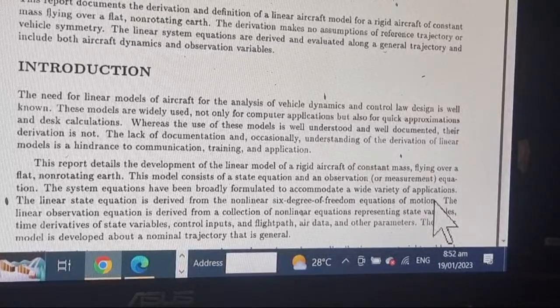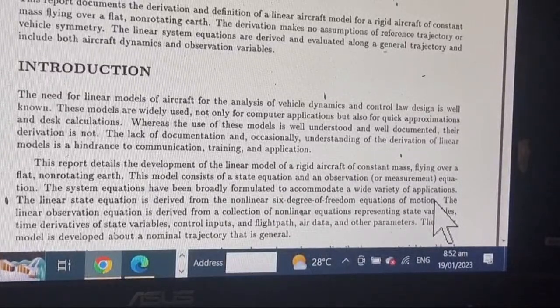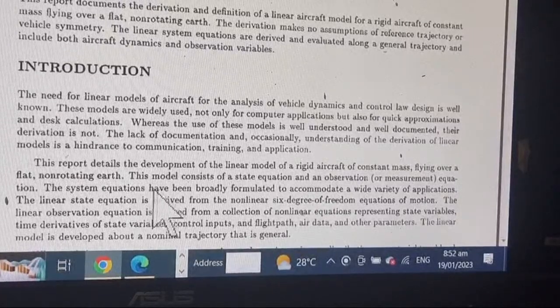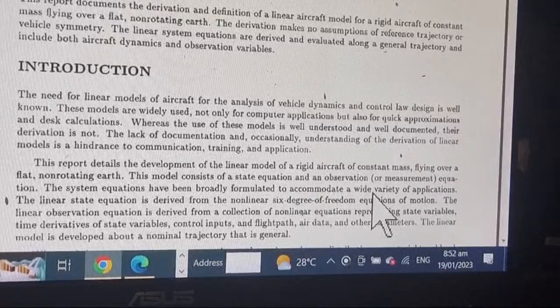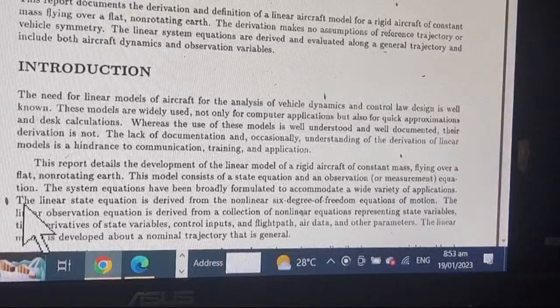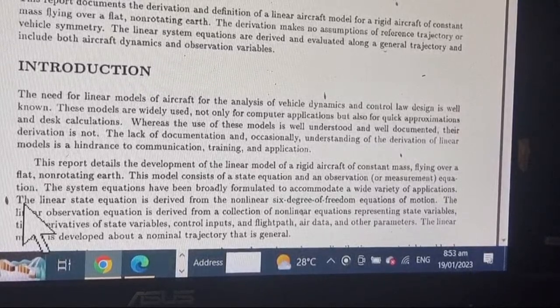That means all of you people have been brainwashed to believe the Earth rotates. If the Earth rotated, the fraudulent concept known as the Coriolis effect does not exist. However, they made a point of not saying the Coriolis effect does not exist. They said the system of equations has been broadly formulated to accommodate a wide variety of applications. Here is where it says the Coriolis effect does not exist. It's fictitious without saying it.